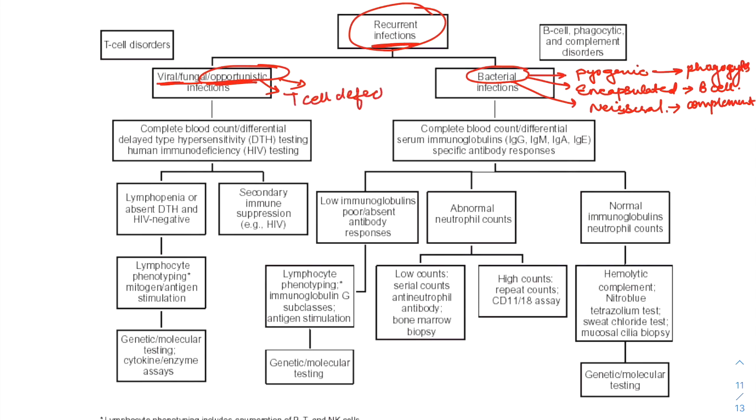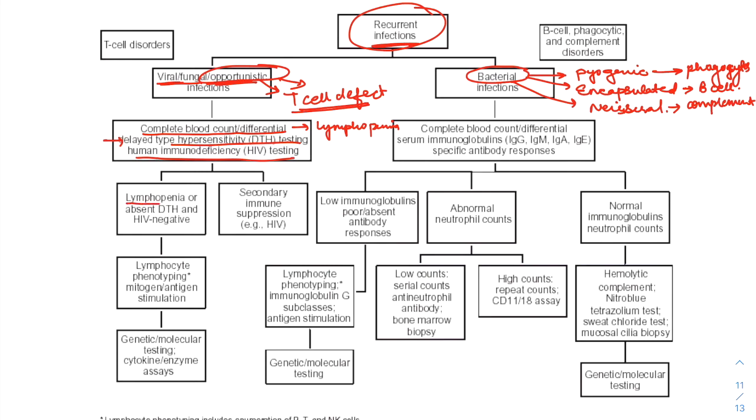Okay, so in case of presence of a T cell defect, we first do the complete blood count or the differential count, and there is presence of lymphopenia in that, right? If the lymphocyte count is normal, then it rules out a T cell defect. So there is presence of lymphopenia in the differential blood count. Also, we do the delayed type hypersensitivity testing and HIV testing in those patients.